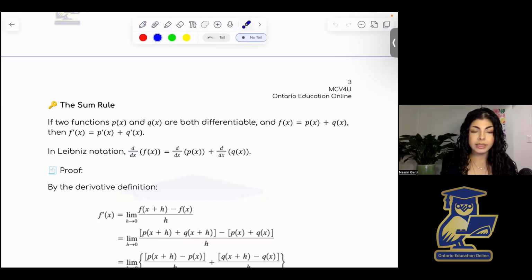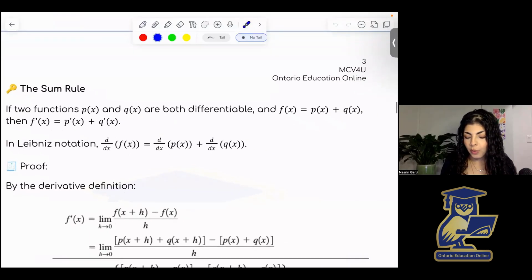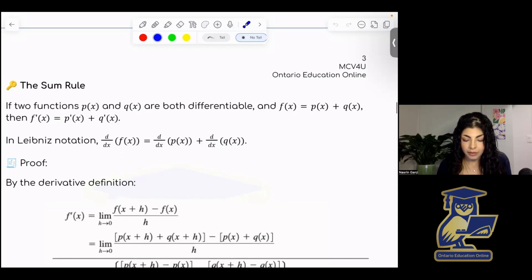Our next rule now is the sum rule. So the sum rule tells us that if we have two functions, p of x and q of x, and they're both differentiable, and we also have f of x, which is p of x plus q of x, so keep in mind sum, then f prime of x is p prime of x plus q prime of x. So you just take the derivative of each one individually and add them because they're just being added here, so you add them here as well. And now in Leibniz notation, d of f of x by d of x is equal to d of p of x by d of x plus d of q of x by d of x. Okay, so again, just the derivative of each one.